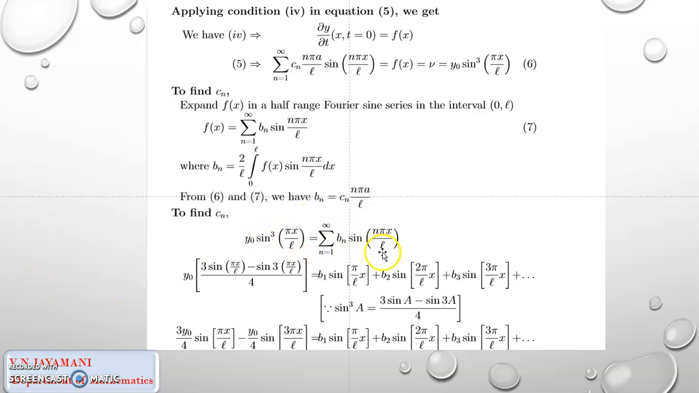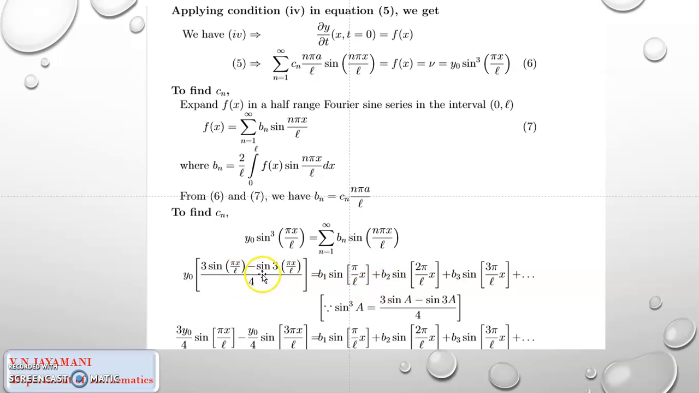Comparing both the sides, if you expand the summation, n is equal to 1, so b1 sin pi x by L, next plus b2 sin 2 pi x by L, etc. Here we have to use the sin cube formula: sin cube x is equal to 3 sin x minus sin 3x, divided by 4. Substituting here and comparing both the sides, we can write b1 is equal to 3 y naught by 4.